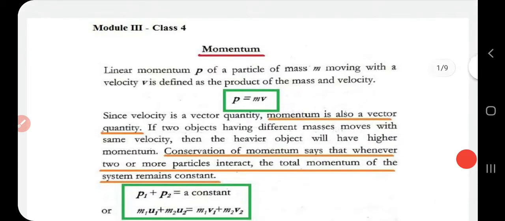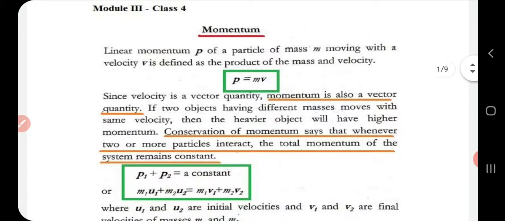Now, we know that momentum is a vector quantity, that is, it has both magnitude and direction. If you have two objects, a heavier object and a lighter object, then the heavier object will have higher momentum when compared to the lighter object.